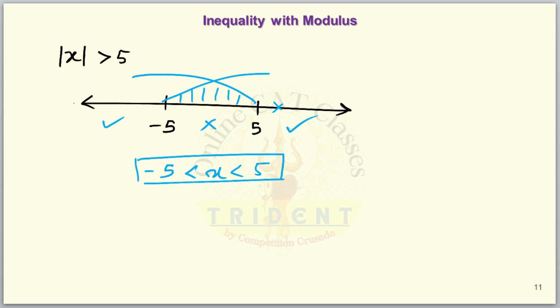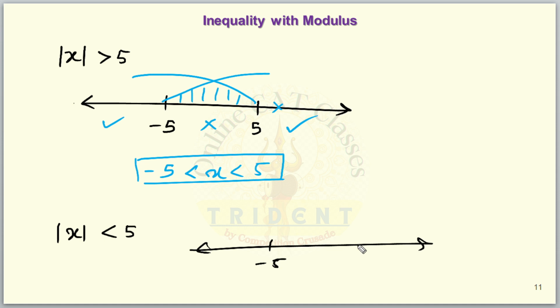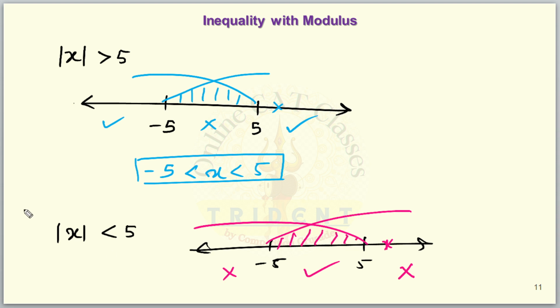Let's do this once again for another number. So let's say mod of x this time is less than 5. The same idea remains: minus 5, plus 5. Take any number beyond the positive 5 and check. So suppose this is 6. Is 6 less than 5? No. So this is not acceptable. Alternatively, tick and cross. So the possible values of x will be found in this range: x will be between minus 5 and 5. I hope that makes sense.